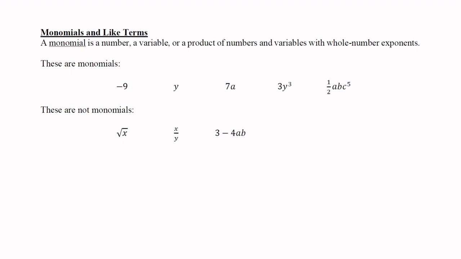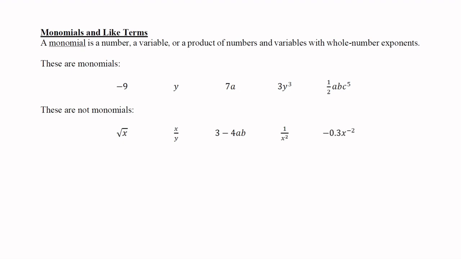We also have 3 minus 4ab. This would not be considered a monomial because it is not one term. Remember, every time you have a plus or a minus, that separates terms. And so here we have two terms, so therefore it is not a monomial. Here's another example where we have the variable in the denominator. It is not a monomial.